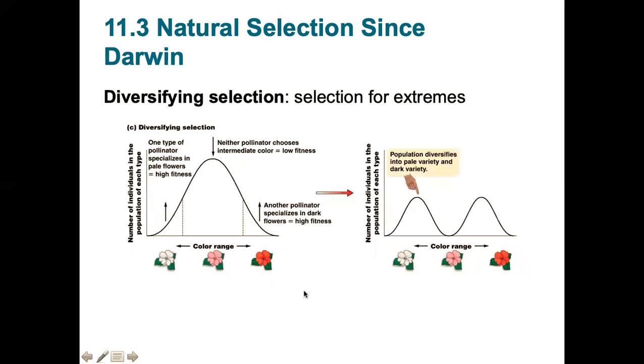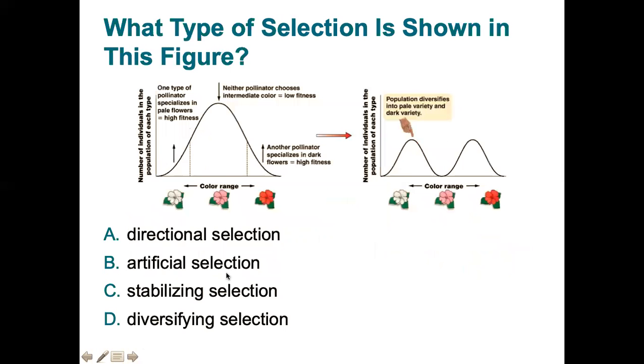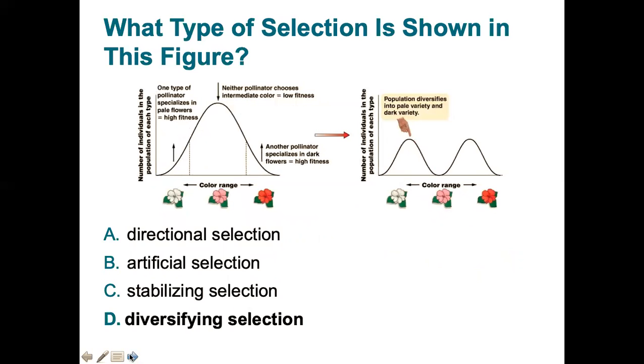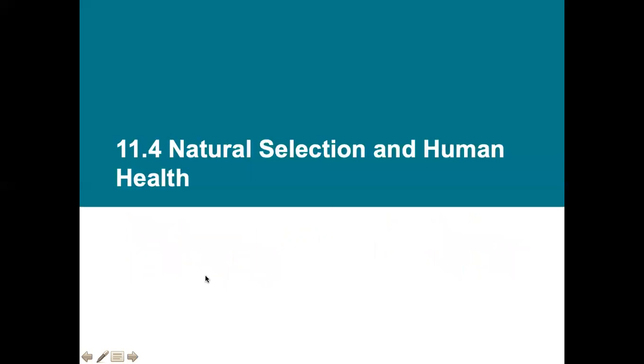And then you can have diversifying selection where you start drifting towards the extremes. And I can't come up with an example on the spot for that one. All right, so this one would be the diversifying one. Wow, it's not a good review question when it's right afterwards.